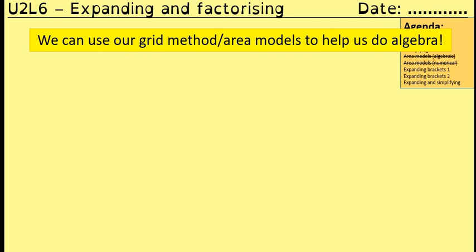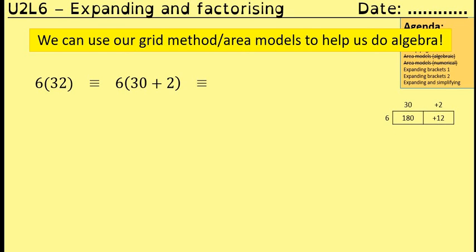So now we're going to try and link this to our lesson in algebra, which is expanding brackets and factorising expressions. And we can use these grid methods and our area models to help us do this algebra. So I'm just going to show you a numerical example again. You don't need to copy anything from this slide out. You just listen. So if I'm trying to do 6 multiplied by 32, I can show that with brackets like this. Now we've just learnt that we can partition 32 up and within that bracket into 30 plus 2. And with a nice area model, which I've got over in the corner here, I can find my answer.